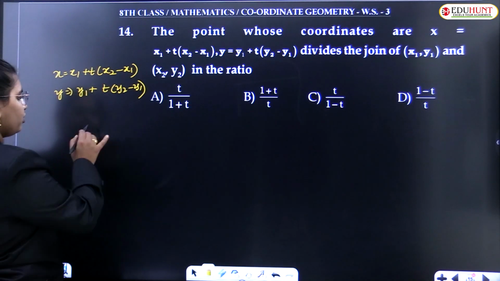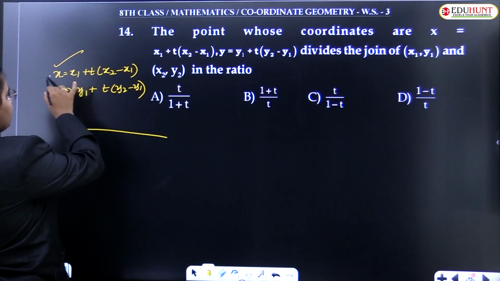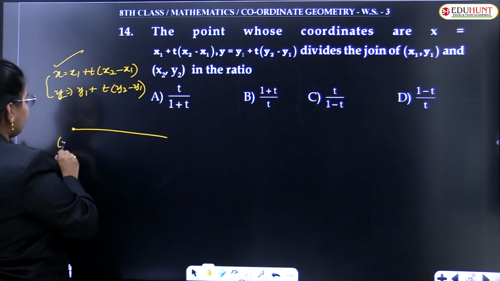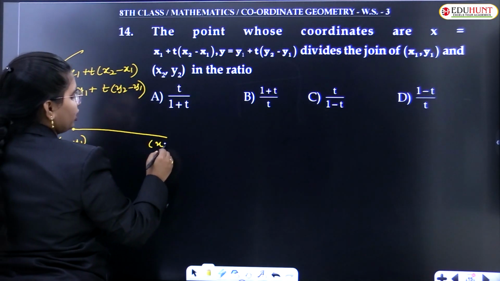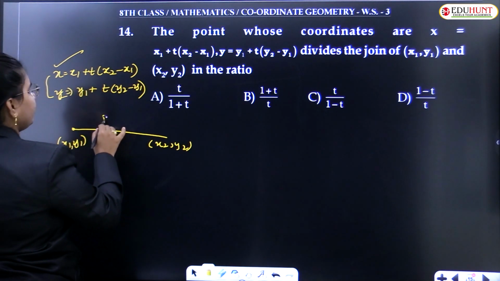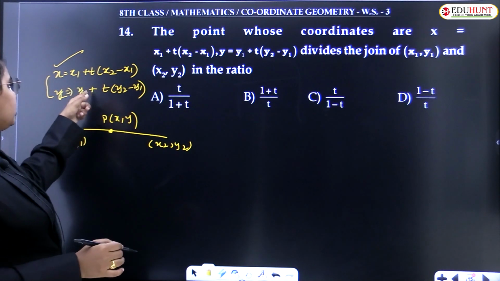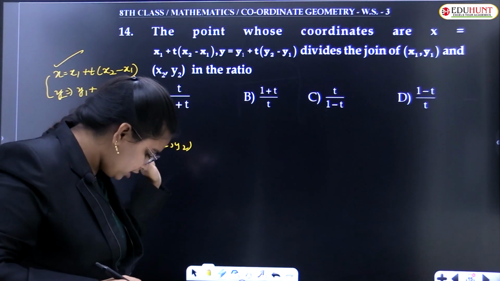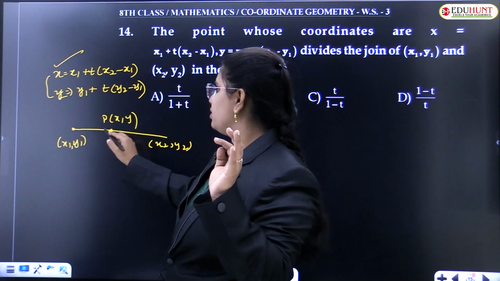Let's draw the figure. So these are the coordinates of my point, right? Let me take x1 and y1 here, similarly x2 and y2 here. This particular point P (x, y) is dividing the line. What are x, y of point P? These both are already given in the question, right? So what are the things I have to see here?